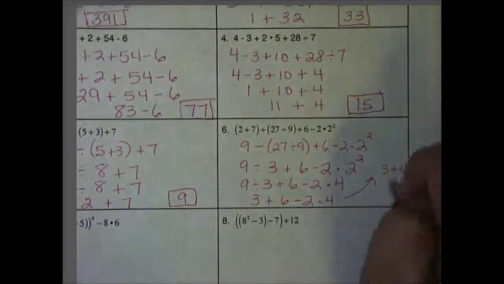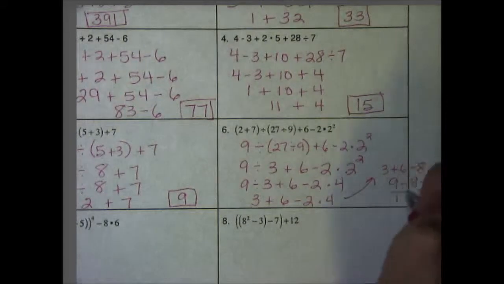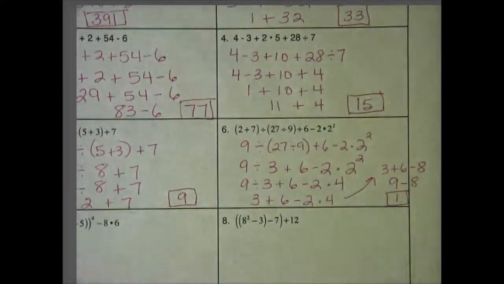3 plus 6 is 9, minus 8 is 1. So the answer to number 6 is 1. Several more steps there. Please take your time, write each step one piece of the expression at a time. Later, when we get better at doing order of operations and I feel that you're comfortable with it, I will allow you to do more than one step at a time.